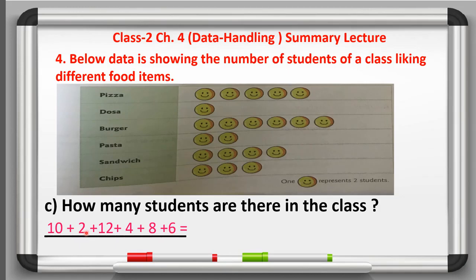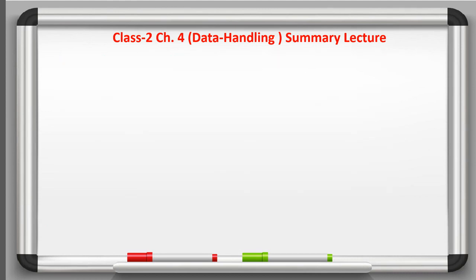Now 10 plus 2 that is equal to 12 and 12 plus 12 that is equal to 24. Okay, 24 plus 4 that is equal to 28. Okay, and 28 plus 8 that is equal to 36. 36 plus 6 that is equal to 42. So here we will write 42. It means there are 42 students in this given class. Okay, 42 students. Now beta, question number 5.